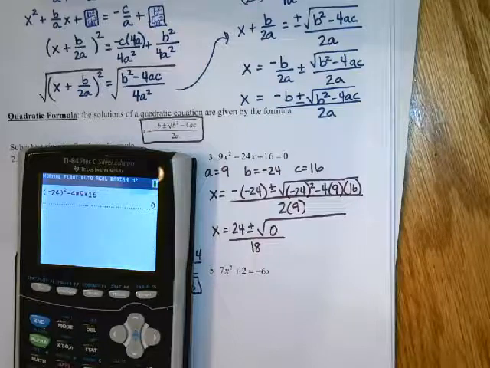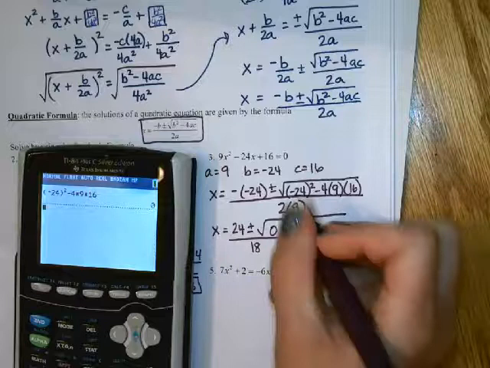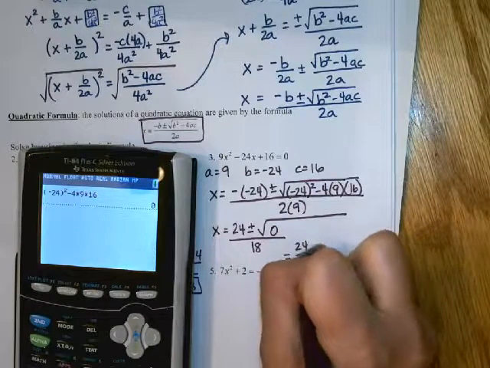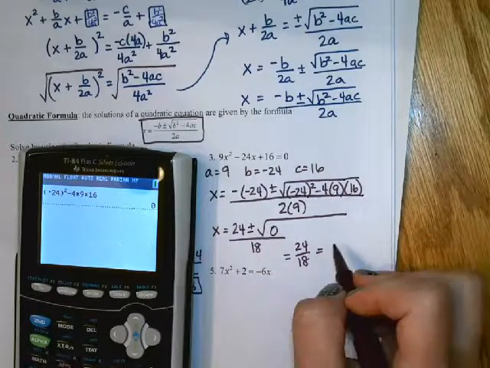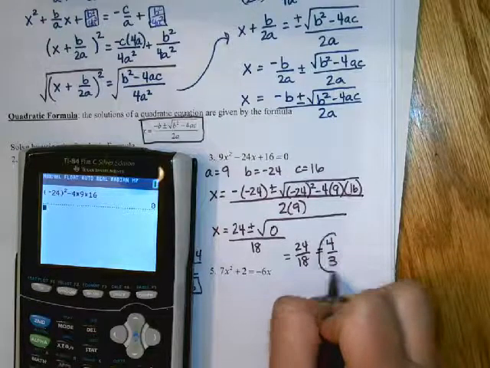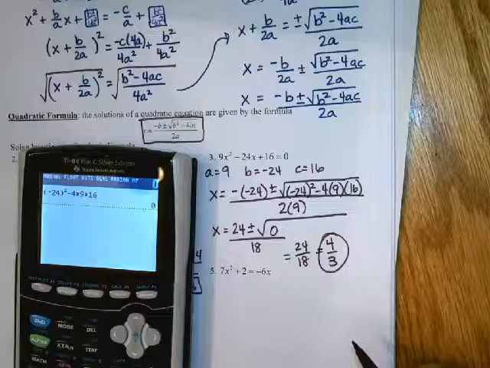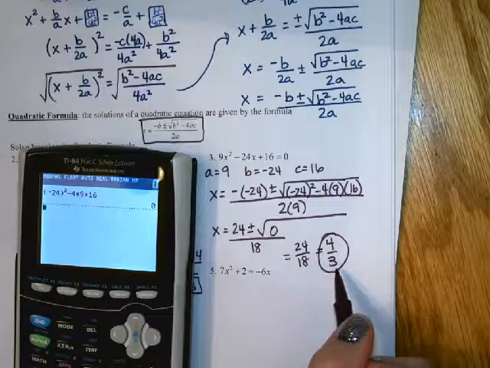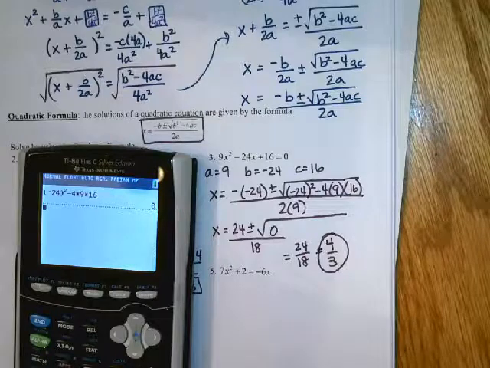What about the square root of 0? 0. So this ends up being just 24 over 18, and then that reduces. I'm going to divide them both by 6, so 4/3. So that one we got just one solution because I'm not going to add or subtract 0. If you get a 0 under the radical, it means the parabola is sitting on the x-axis, and the vertex is sitting at 4/3.